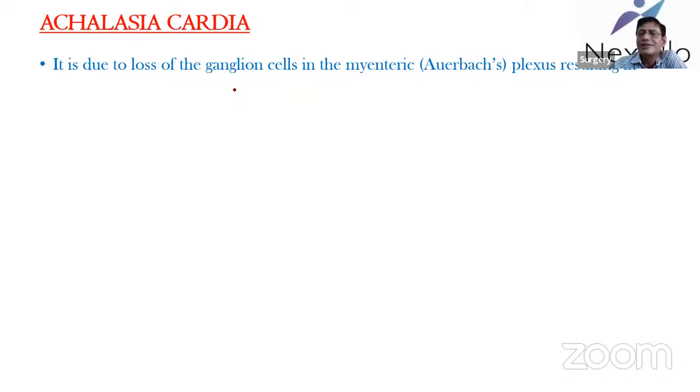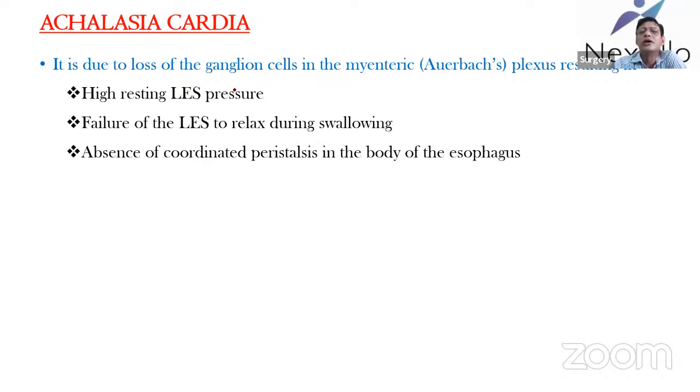So this disease is due to the loss of the ganglia cells in the Auerbach plexus, and this leads to high resting lower esophageal sphincter pressure, or we may say there is increased tone of the lower esophageal sphincter. Once again, there is a failure of the lower esophageal sphincter to relax during swallowing, and then there is absence of coordinated peristalsis in the body of the esophagus.